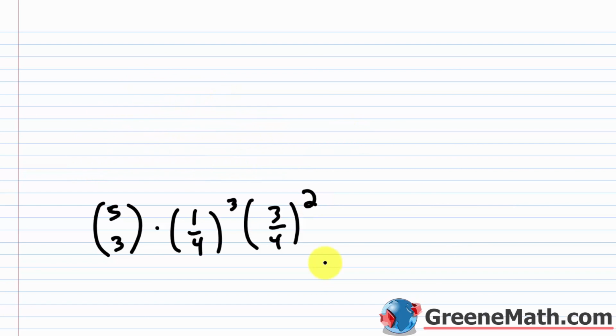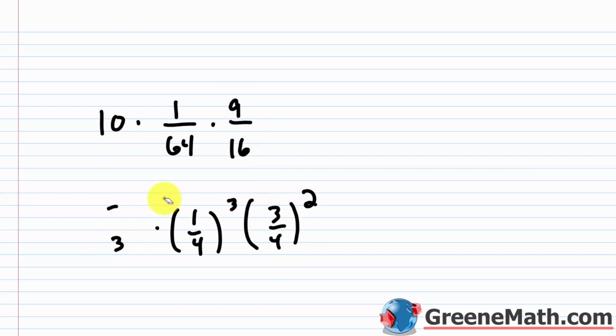So on a calculator, 5 choose 3 is going to be 10. Then if we think about 1/4 cubed, that's going to be 1 over 4 cubed, which is 64. Then if we think about 3/4 squared, 3 squared is 9, 4 squared is 16. Can I cancel anything before I multiply? I can just get rid of this. I don't need it anymore.